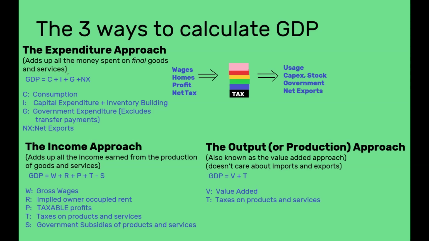The output or production approach. This is also known as the value-added approach. This doesn't care about imports and exports. The output approach adds up the extra value each activity adds by deducting from sales revenue the cost of goods and services involved, excluding wages. So this falls into value added and taxes on products and services.